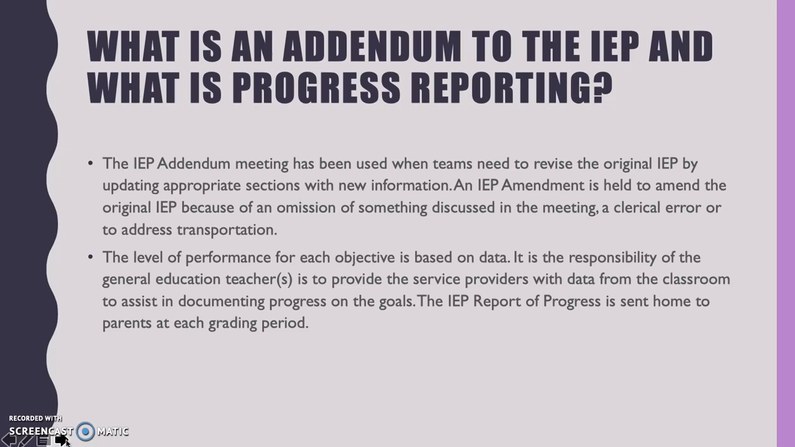What is an addendum to the IEP and what is progress reporting? The IEP addendum meeting is used when teams need to revise the original IEP by updating appropriate sections with new information. The level of performance of each objective is based on data. It is the responsibility of the general education teachers to provide services with data to assist in documenting the progress of the goals.